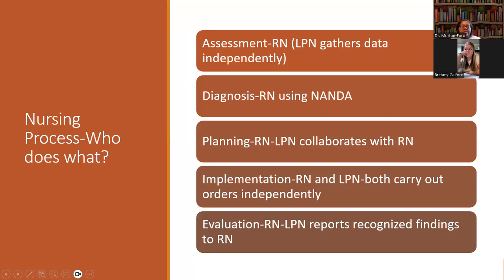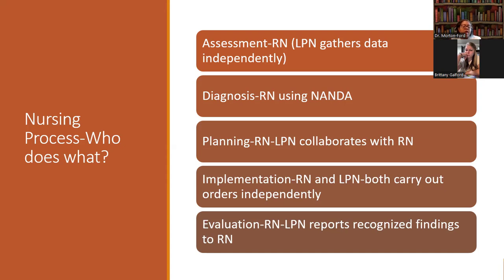So the nursing process, it keeps us structured. It's like a structured way of communicating, looking at things so that we can provide that best care for our patients. And so through the nursing process, we each have different tasks. So while the LPN is not an independent practitioner, we do gather information independently during the assessment. We obtain the subjective information as well as the objective information. And then during the implementation phase, we work independently there as well.